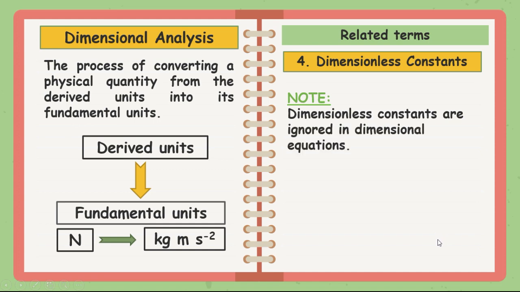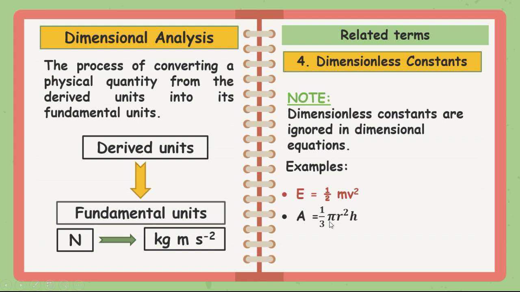Dimensionless constants are ignored in a dimensional equation. I earlier said this, so in an equation, you ignore them. Example, you are given E equals half mv squared. That is kinetic energy. Now, while converting this to the dimensional equation, the mass and velocity could be expressed, but the half is a number, and so it is ignored in the conversion from the derived unit to the fundamental unit. Another example is the volume of a cone, 1/3 pi r squared h.